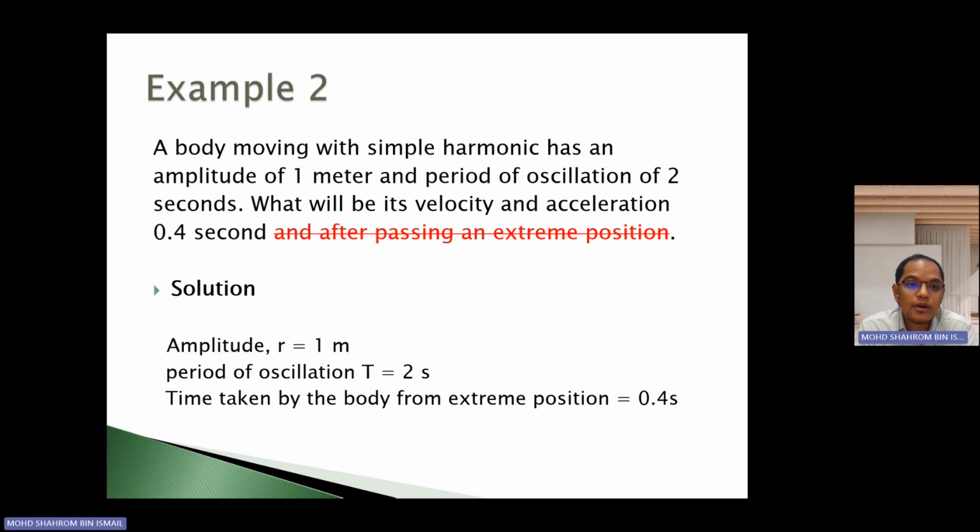So here is example number 2. For example number 2, it is clearly stated here: a body moving with simple harmonic motion has an amplitude of 1 meter and a period of oscillation of 2 seconds. What will be its velocity when the acceleration is 0.4 second? Okay, so what they want you to calculate? They want you to calculate the velocity and the acceleration of the system.